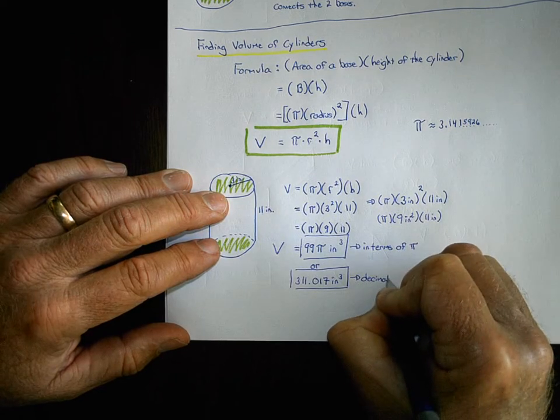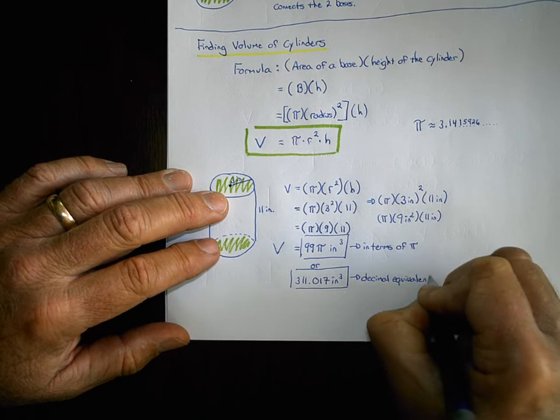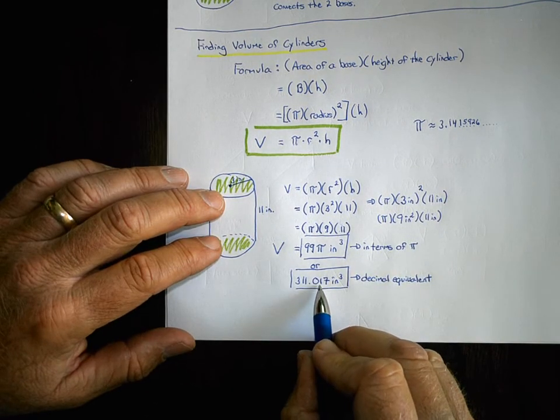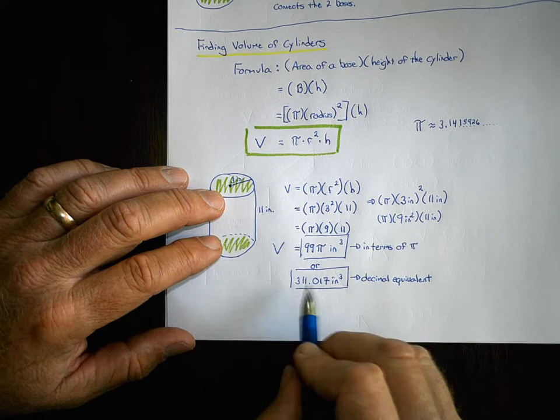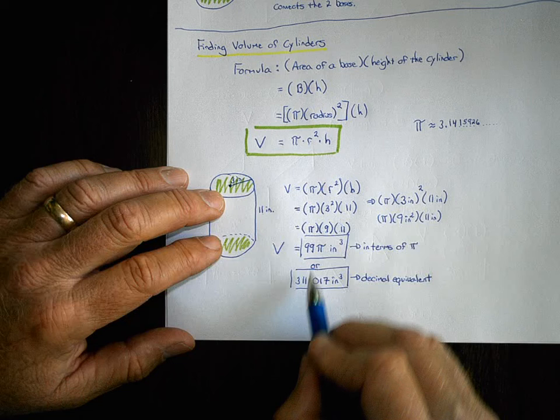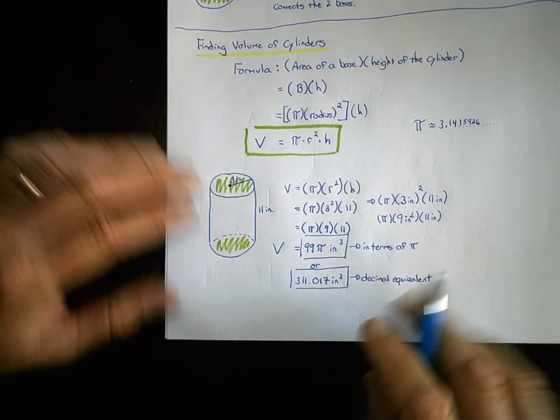Okay? And so if you're ever finding the volume of a cylinder and it says something like round your answer to the nearest thousandths, that means they want you to multiply pi out times that number and then round it to whatever place value that you are told to do. Okay? All right, let's do one more to make sure that we understand how to do this.